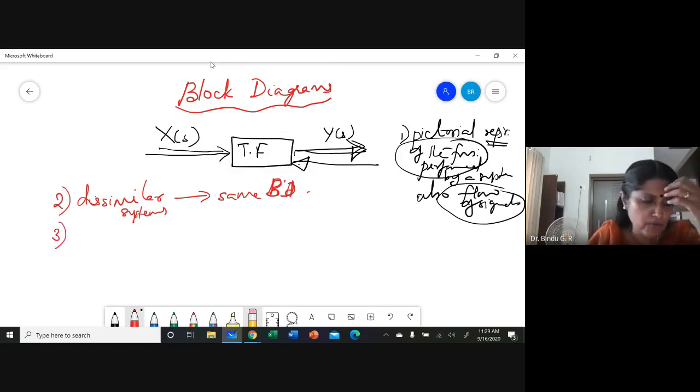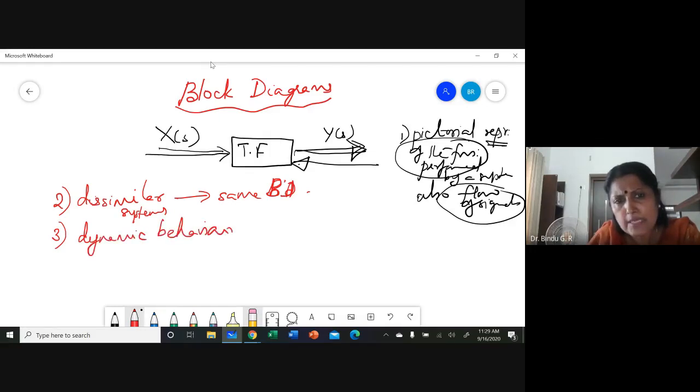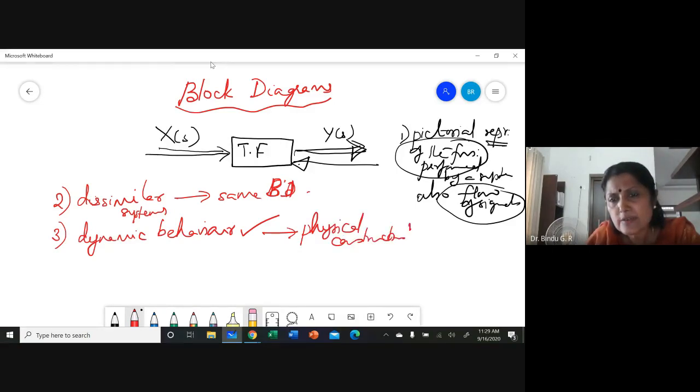The third point that I want to tell you is that the block diagram and the transfer function give you the dynamic behavior of the system. Dynamic means how the system behaves with respect to time. Dynamic behavior is given, but the physical construction is not known, meaning the information is not given.